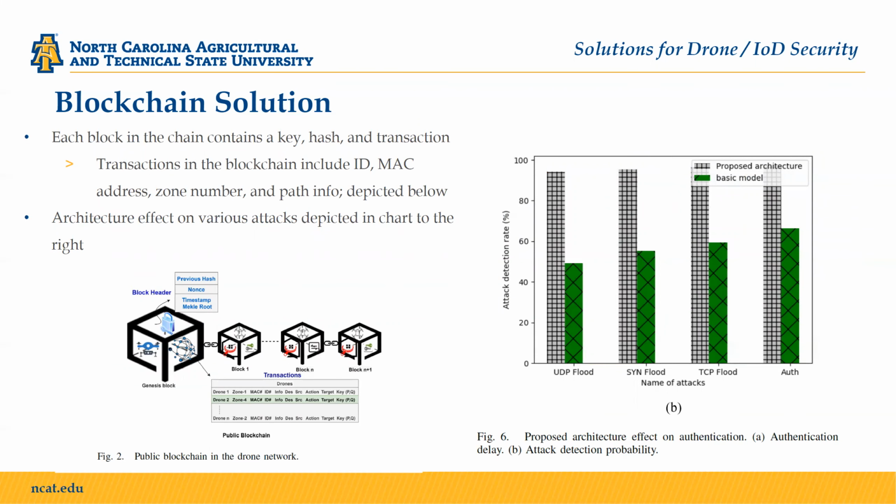So each block in the blockchain contains a key, a hash, and a list of transactions. A transaction includes an ID, the MAC address, the zone number, and a path info for a particular drone. An example of a block in the chain is depicted below. When comparing the solution to a generic model, the blockchain solution detected over 80% of UDP flood, SYN flood, TCP flood, and auth attacks. This is compared to generic models, which at best detect around 60% of these attacks, as depicted in the chart to the right.